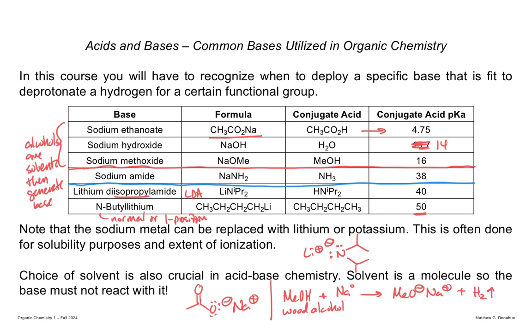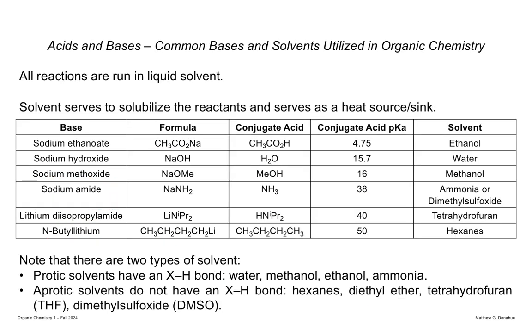So in the next slide, you'll see the same table, but the last column is the solvents that you would run these in. So as I said, the alcohols all just use the normal alcohol as the solvent, and the base is generated in them. So that's this group here.